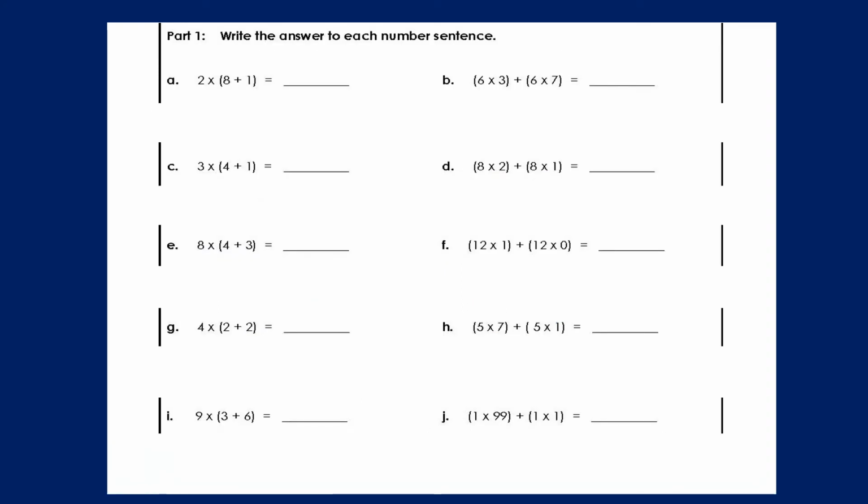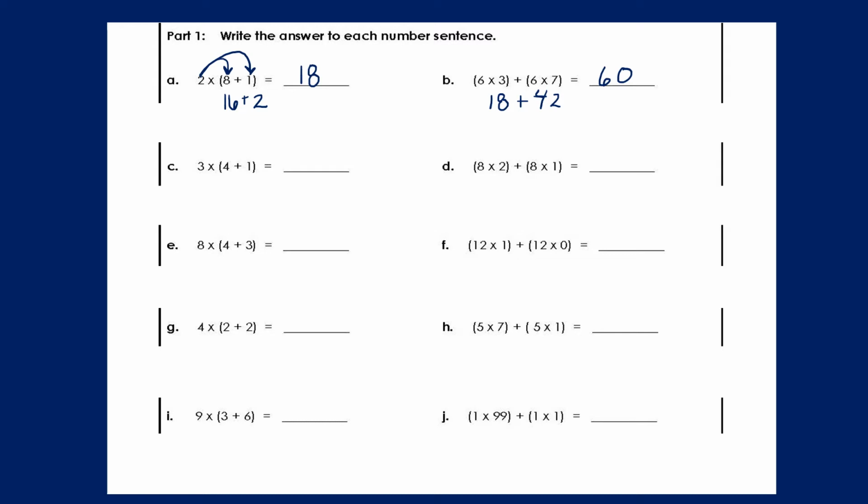Write the answer to each number sentence. For the distributive property, we can do 2 times 8 is 16, plus, I'm going to distribute the 2 here, 2 times 1 is 2, and that equals 18. For B, 6 times 3 equals 18, plus 6 times 7 is 42, and that equals 60.